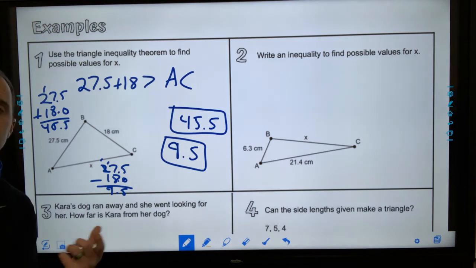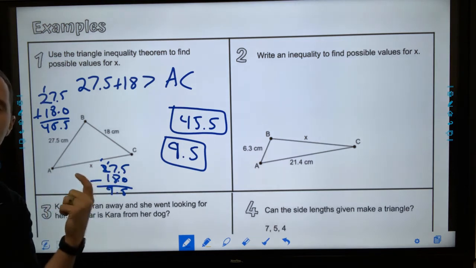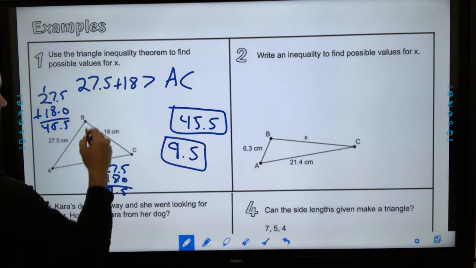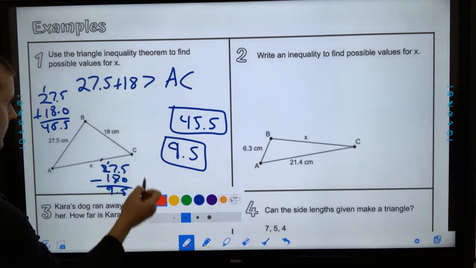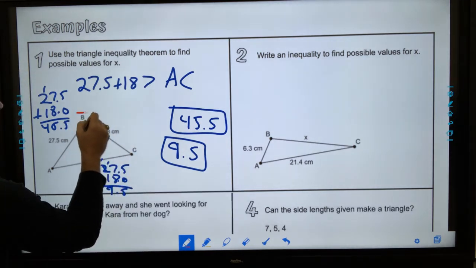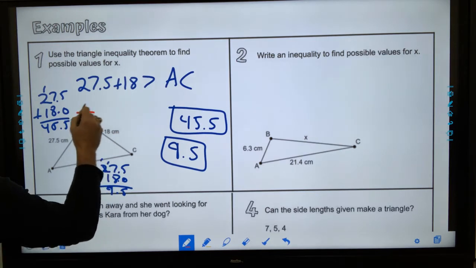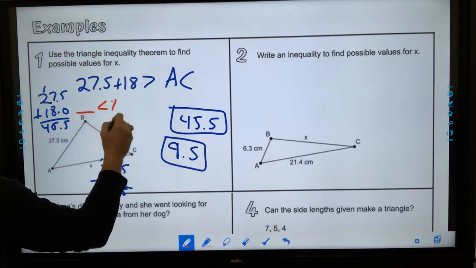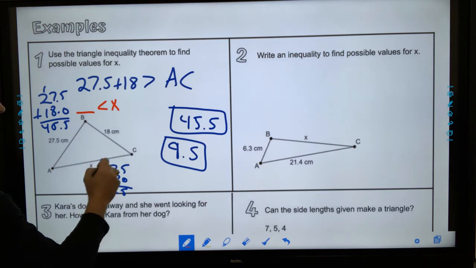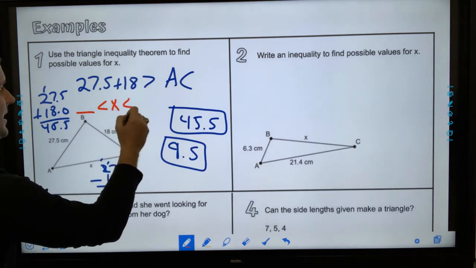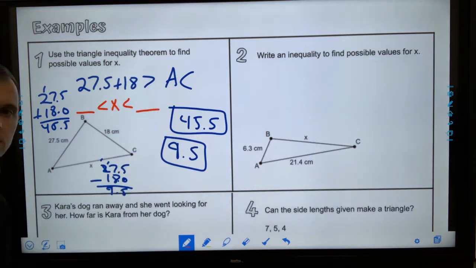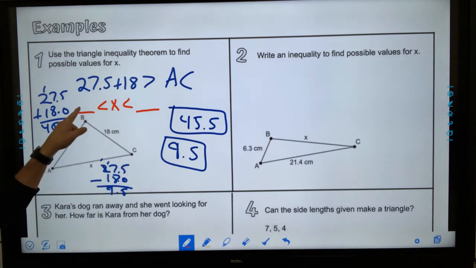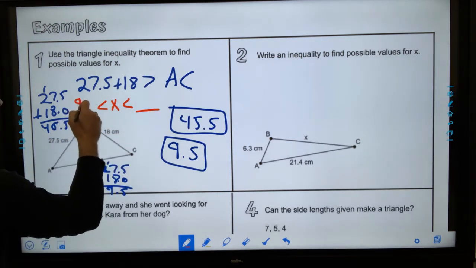The way we do this is we express it in an inequality. When I write my inequality, I'm going to put a value that is less than x, which is my value for this side, and x is going to be less than the greatest value. So when I write this inequality, I'm going to put the least value right here, which is 9.5.